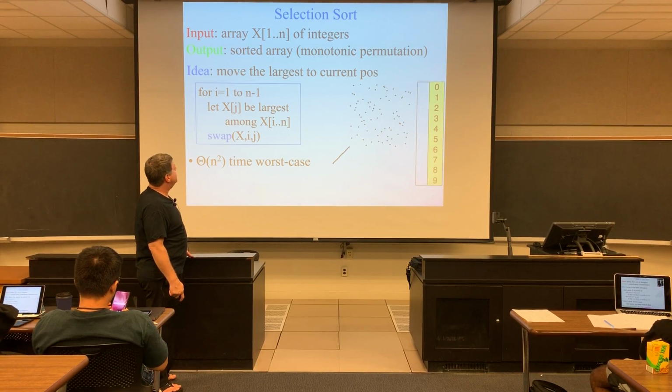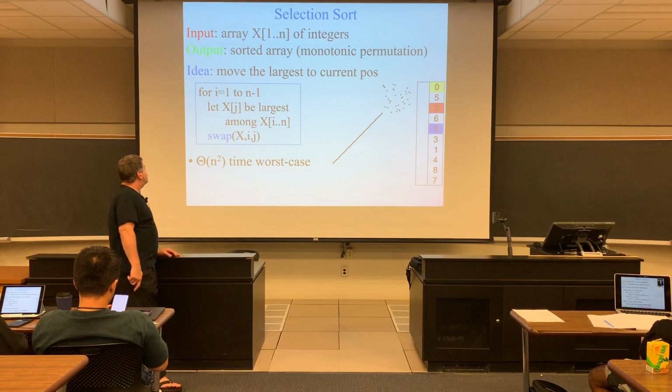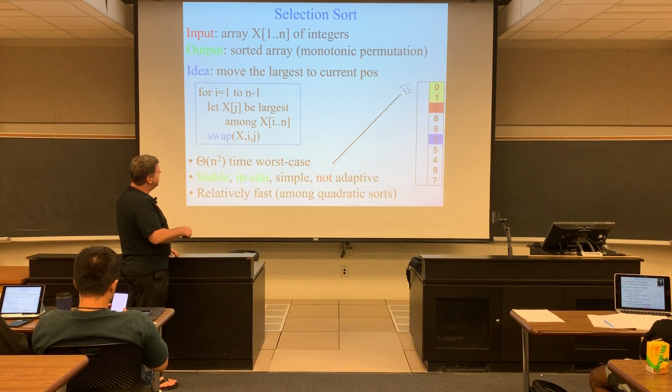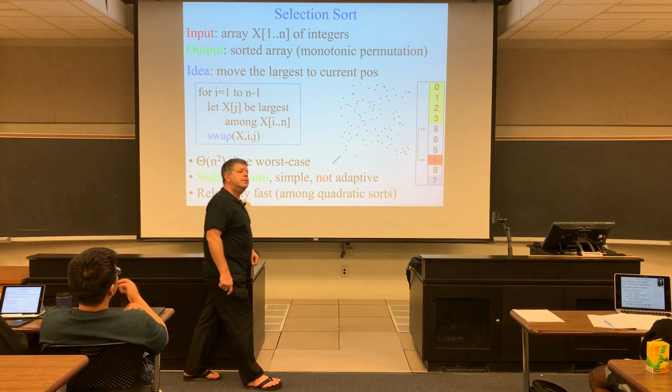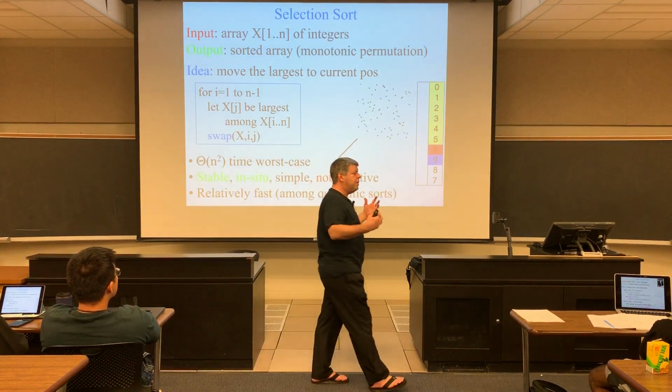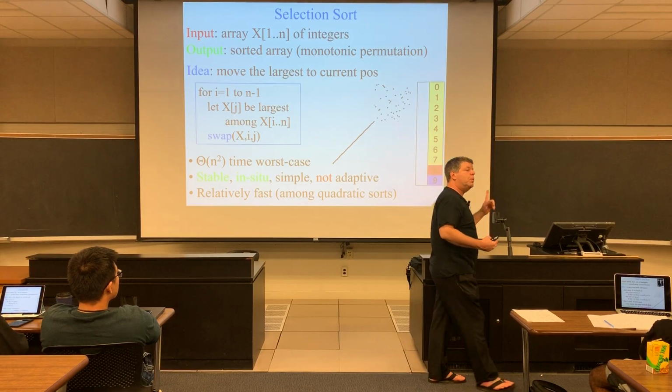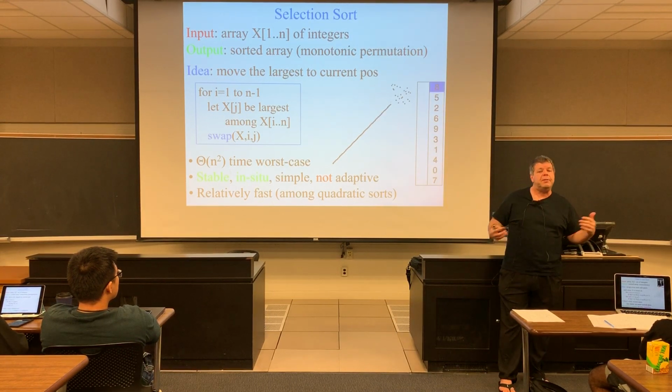So, n squared time worst case. It is stable. You can do it in place. It's in situ, but it's not adaptive. This is oblivious to the structure of the input data. Bubble sort wasn't. It adapted to the data and ran faster on some data.